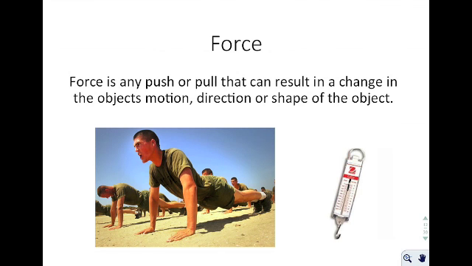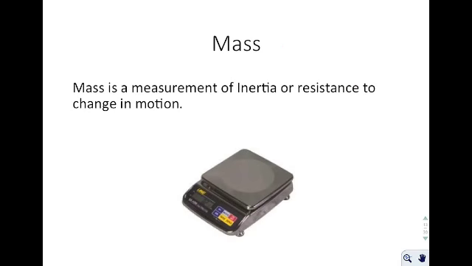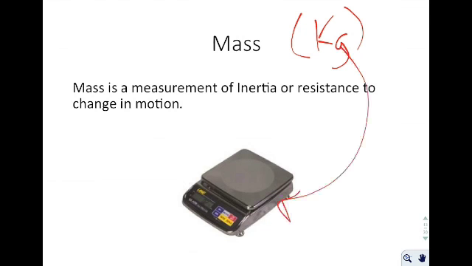Force. Force is any push or pull that results in a change in the object's motion, direction, or shape. You can push on a can, like an empty soda can, and the object doesn't move, but instead it changes its shape. Force is measured in newtons, and it's measured with a spring scale. There are also some force meters that you can use, or a force plate, but the standard one is a Newton spring scale that you see there. Mass is a measurement of the inertia, or the resistance to the change in motion. Mass is measured in kilograms as a standard unit and is measured with a balance.